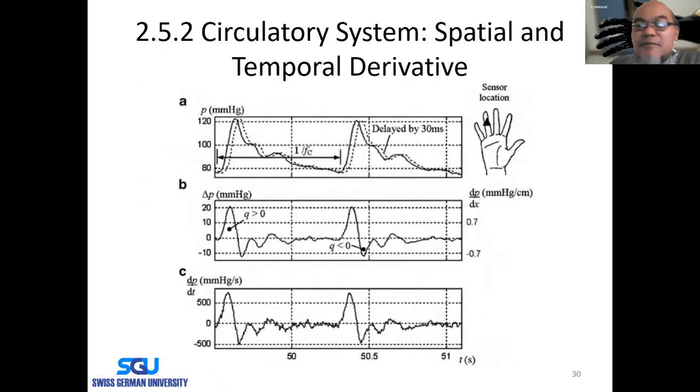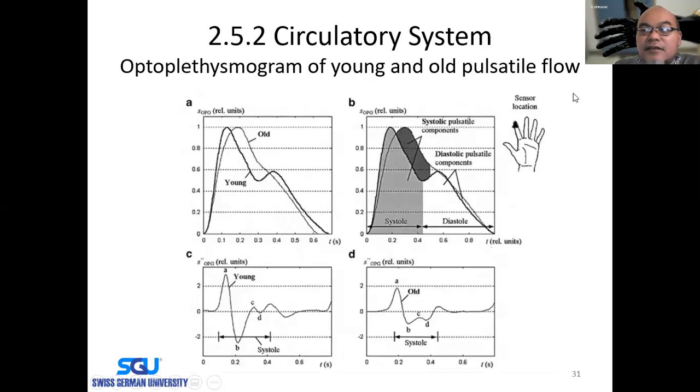So this is a spatial and temporal derivative. The delay is about 30 milliseconds. So this is the P, then the delta P, the gradient basically. This is the dp/dt. Using optoplethysmogram, or pulse oximeter for short, in young and old, we can measure the pulsatile flow.